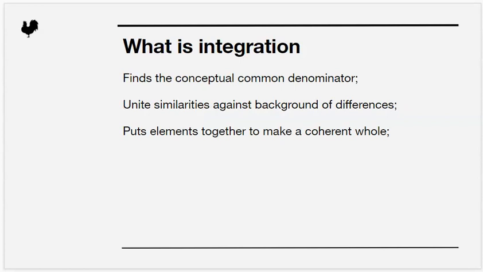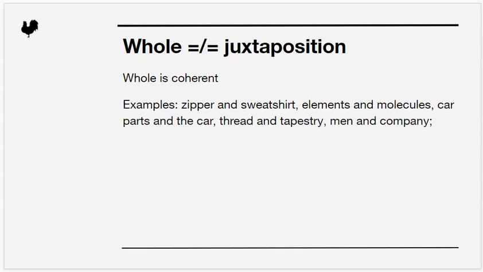So what is integration? It helps find the conceptual common denominator. It unites similarities against a background of differences. I'm just kind of restating what I've already stated before. And it puts elements together to make a coherent whole. A whole is not equal to a juxtaposition. A whole is coherent. A juxtaposition would just be a zipper and a sweatshirt in the same room or in the same box together, but they're not attached. A whole would be putting the zipper on the sweatshirt, and now not only does the zipper become more useful because it's attached to the sweatshirt, but the sweatshirt becomes more useful because the zipper is attached to it. It's a 1 + 1 = 11 thing, as opposed to a juxtaposition, which is just 1 + 1 = 2.